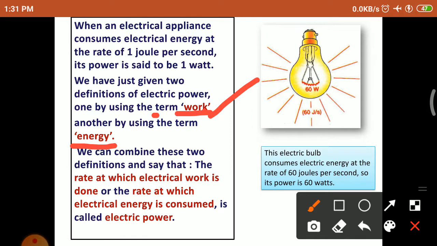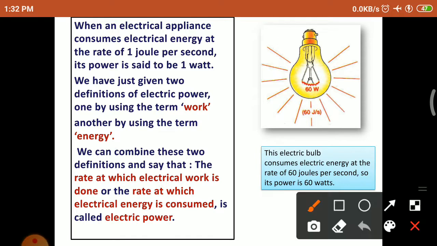We combine these two definitions and say that power is the rate at which electrical work is done, or otherwise the rate at which electrical energy is consumed. So these are the two definitions of electric power. One is using work done: power equals work done by time. Another is electrical energy consumed: power equals electrical energy consumed by time. Instead of time we can use the word rate.